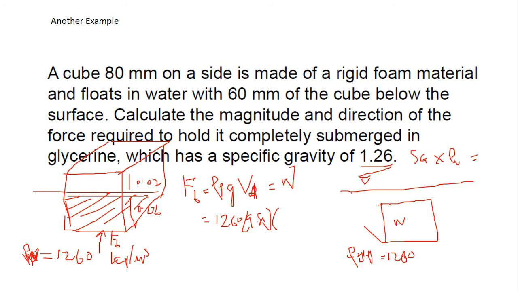Wait, this is your FBD first so that people can follow. W goes downward, FB goes upward. And then your FE, what assumption do you assume? Downward. Okay, this is your FE. Now you write your summation of force, summation of Fy equals 0.